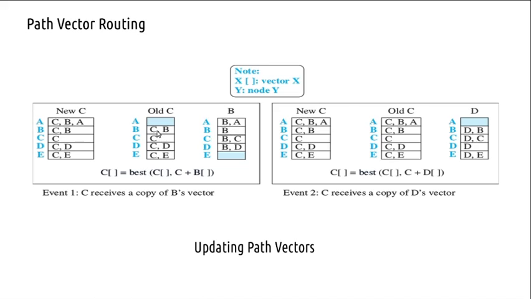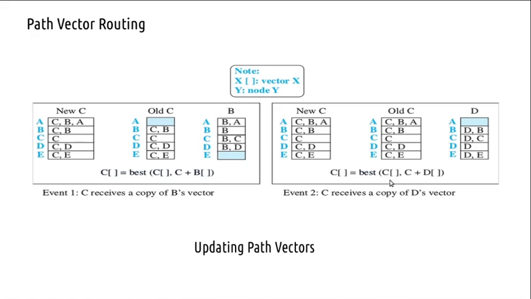Since it's directly connected, there is no change. So finally, it updates its routing table with the latest available information, and discards whatever is redundant or irrelevant.